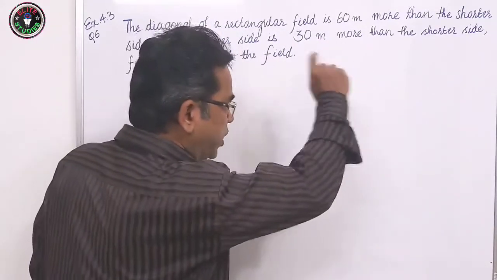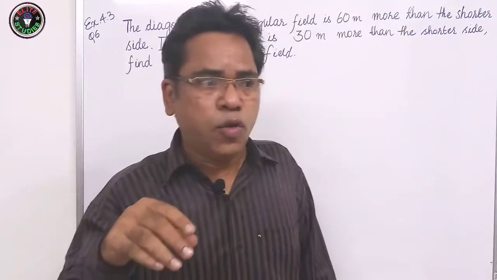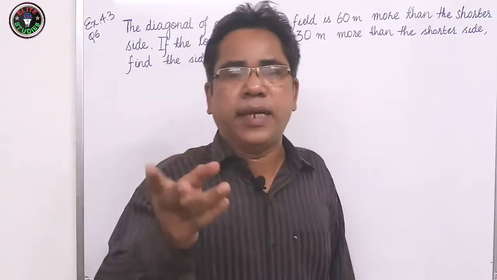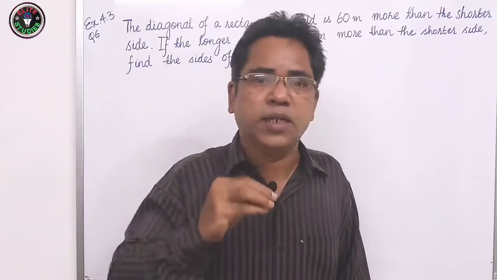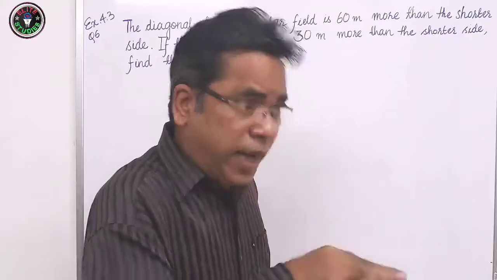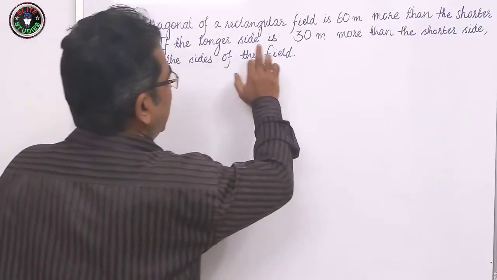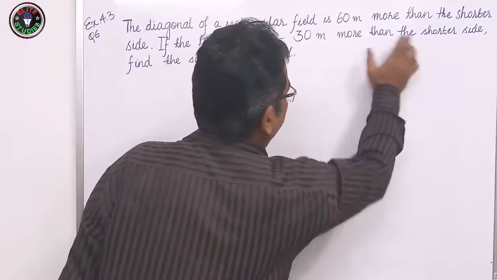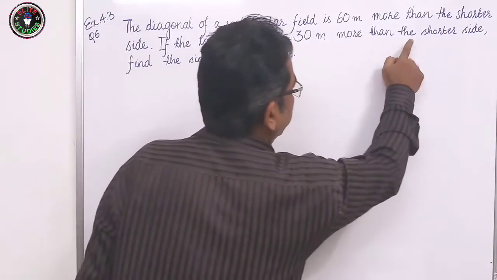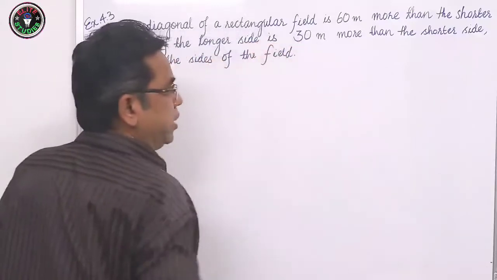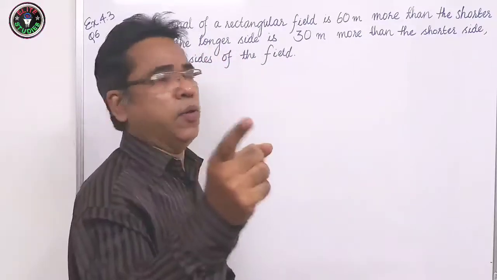Now here you see in this question, there are a shorter side and a longer side. So your tendency will be to take shorter side as x and longer side as y, or vice versa. But no, you see the question very meticulously. That can be done by one variable. How? You see, it is given, if the longer side is 30 meter more than the shorter side. Here, this particular statement will help us to solve the question by one variable only.